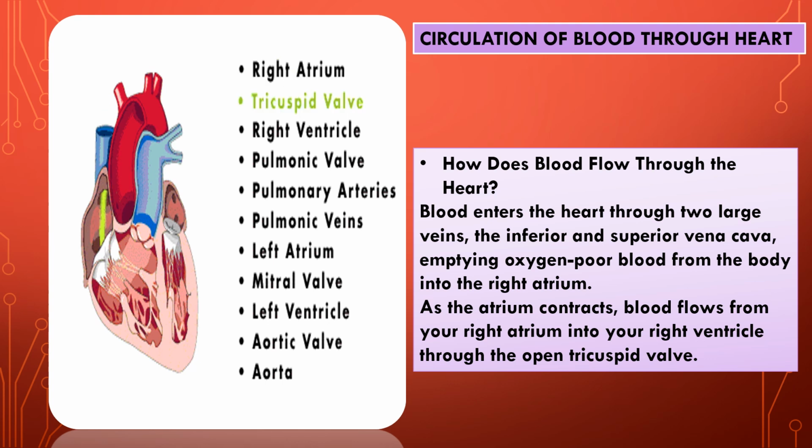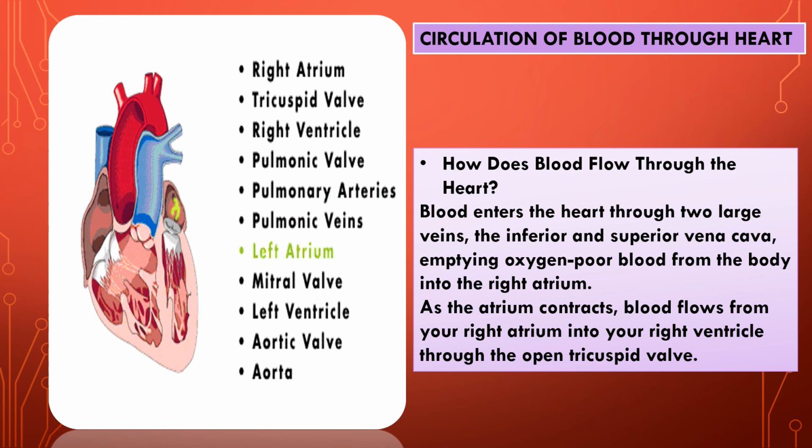The next topic is circulation of blood through heart. How does blood flow through the heart? Blood enters the heart through two large veins, the inferior and superior vena cava, emptying oxygen poor blood from the body into the right atrium. As the atrium contracts, blood flows from your right atrium into your right ventricle through the open tricuspid valve.